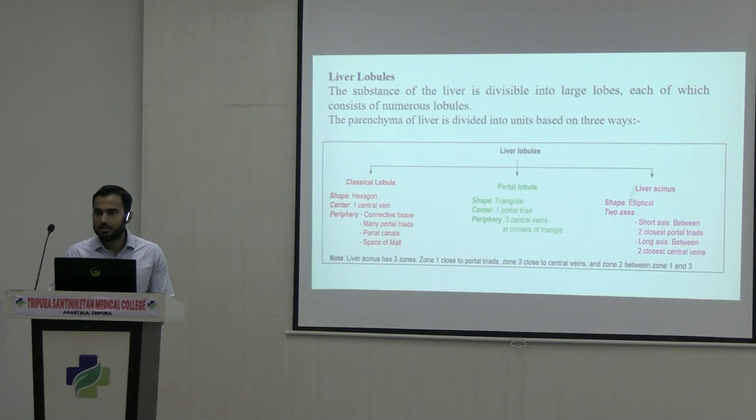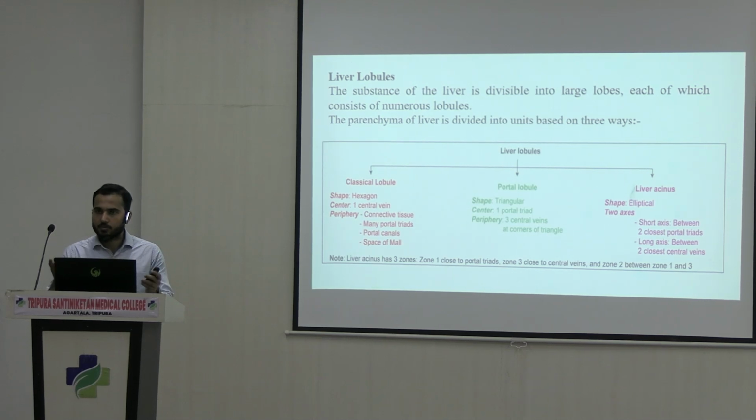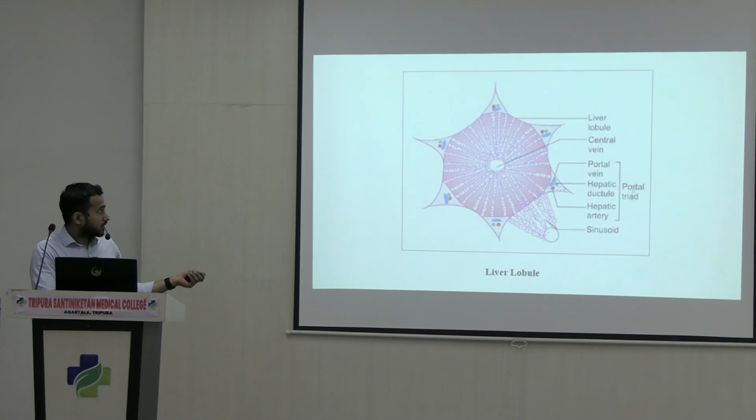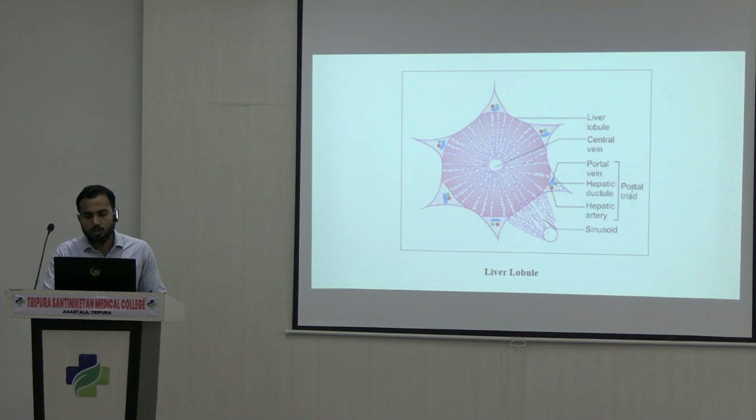So first I will start with the classical lobule. What is the shape of the classical lobule? Hexagonal in shape. I hope everyone knows what a hexagonal shape is. Let me show you the hexagonal shape and then we'll discuss the classical liver lobule. Which shape is this? Hexagonal, right? So this is the example of the classical liver lobule.